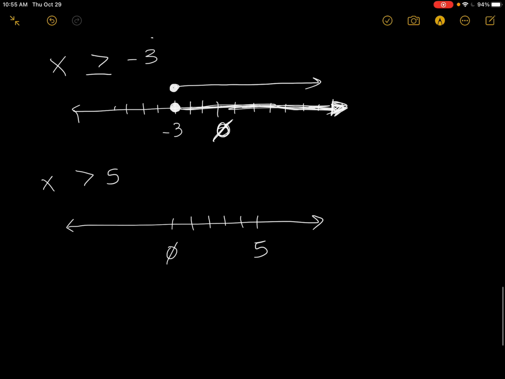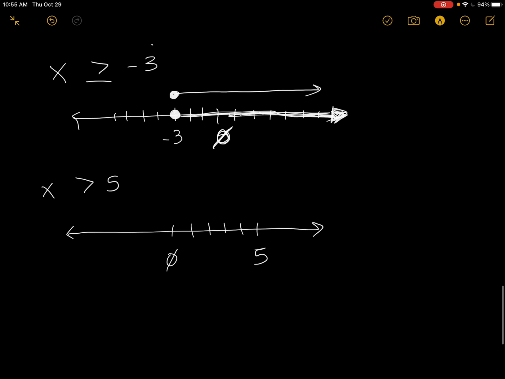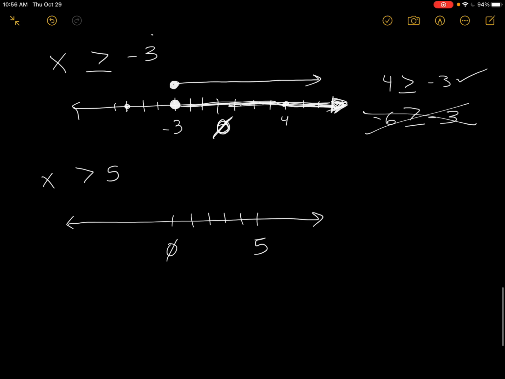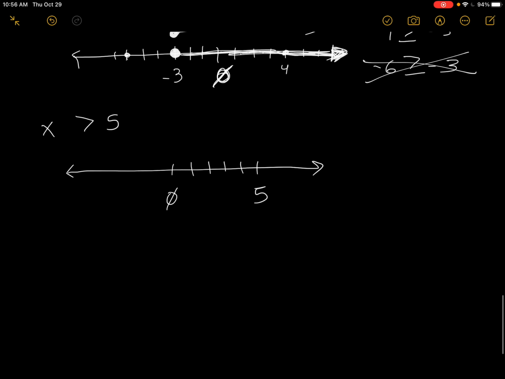And you can always test this, right? If you pick any number that falls in the shaded area and you plug it in for x, so let's say I pick this number 4, is 4 greater than or equal to -3? Yes, it is. Right, let's pick one on the wrong side, -6. Is -6 greater than or equal to -3? No, it is not. And that makes sense, it's not in the shaded area, right?